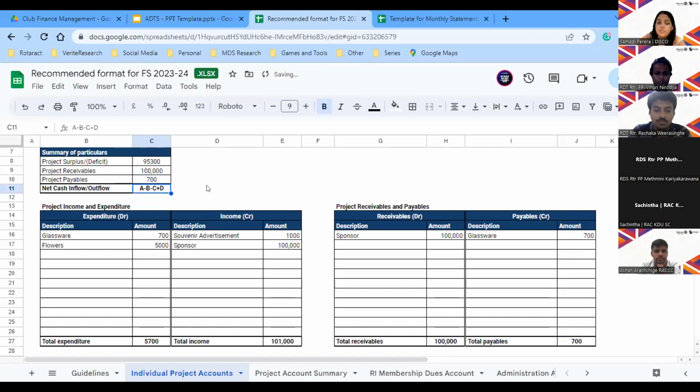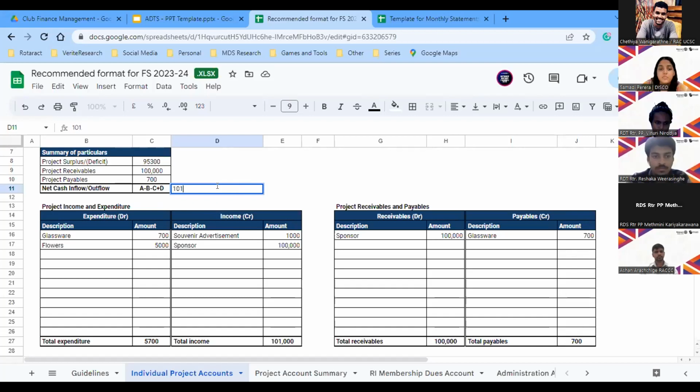And this is the formula to get the final value. So A minus B minus C. I'm going to show it to you. So 101,000 minus 5,500 minus 1,100, and then plus, wait, I'm sorry.